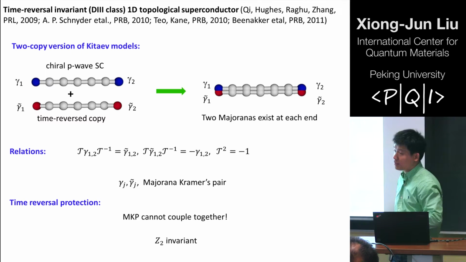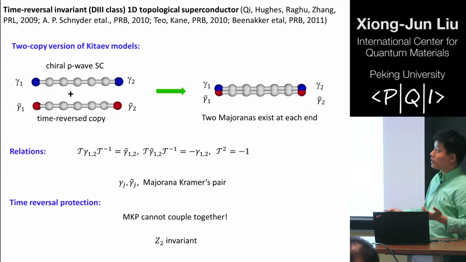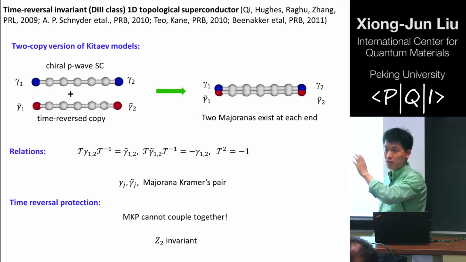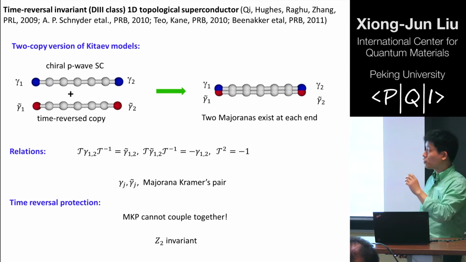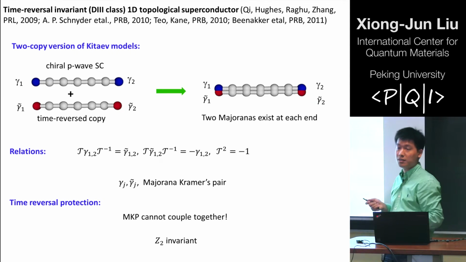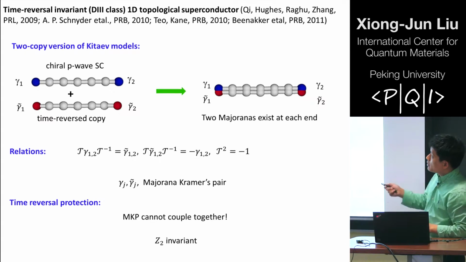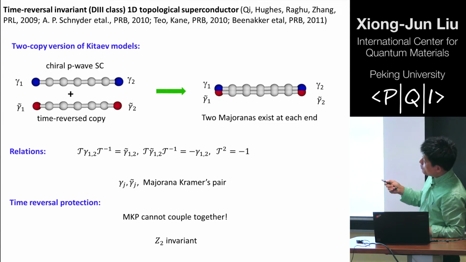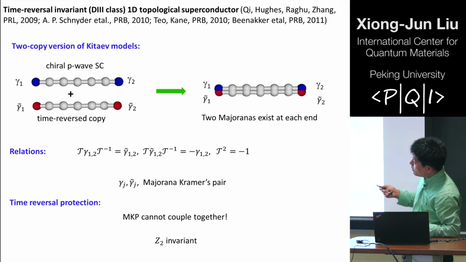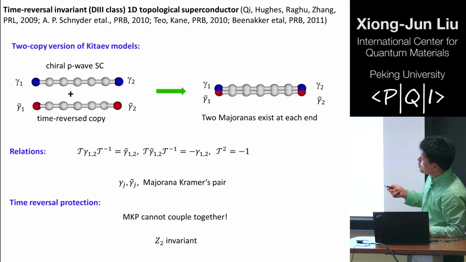Now we go to the time-reversal invariant case. Right now we have the chiral p-wave superconductor. In the previous cases, in the nanowire, the time-reversal symmetry is broken. For the topological case, at each end you have a single Majorana bound state. Now suppose we consider the time-reversal invariant case. That means you combine two copies. For a single copy, at each end you have a single Majorana fermion. So we can combine a time-reversal copy. This one is a time-reversal copy of this one. So at this end you also have a Majorana fermion. Combining them together, you get a time-reversal invariant topological superconductor.